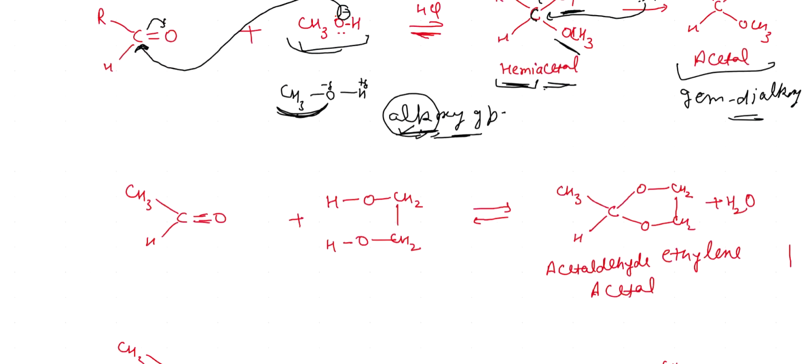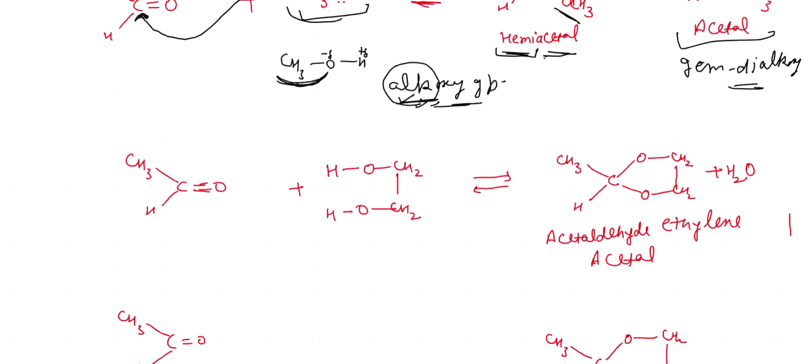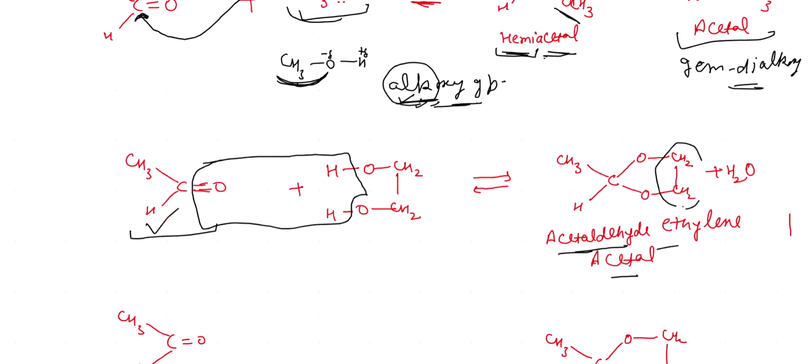we can also carry out the reaction of aldehyde or ketone with the alcohol in which two OH groups are present. Then what will be the product in this case? In this case, there will be removal of one molecule of water, and the final product you will get is a cyclic product, that is acetaldehyde ethylene acetal. Acetaldehyde is from your reactant, and ethylene is this one, and the product is acetal. Because in this, both are acting as nucleophile.